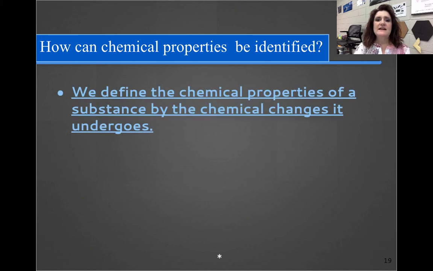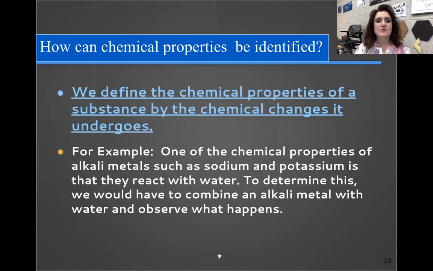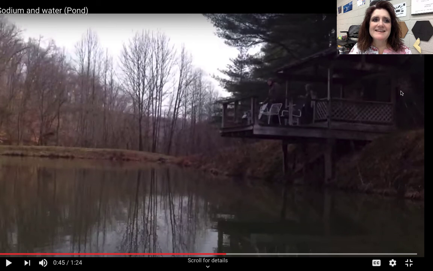So we define a chemical property of a substance by the change it undergoes. For example, one of the chemical properties of an alkali metal such as sodium and potassium is that they react violently with water. This is a YouTube video I found of another teacher that had a big block of sodium and they threw it into a pond.